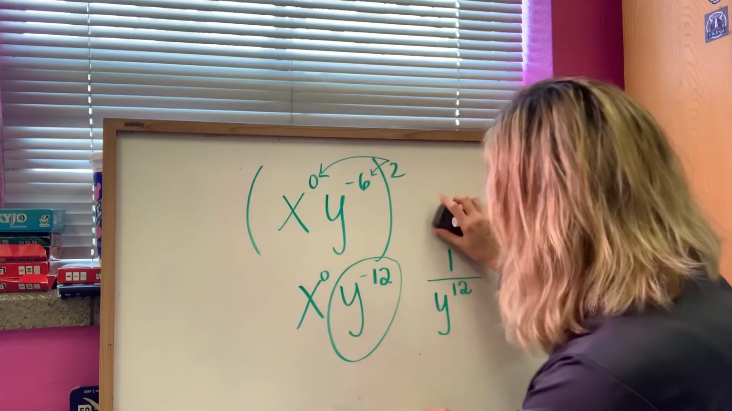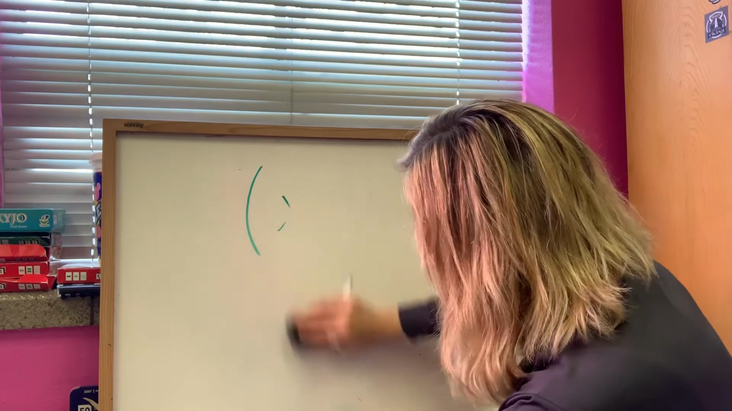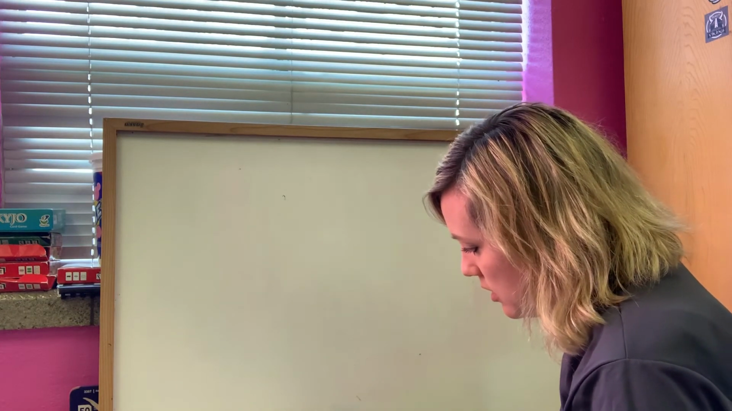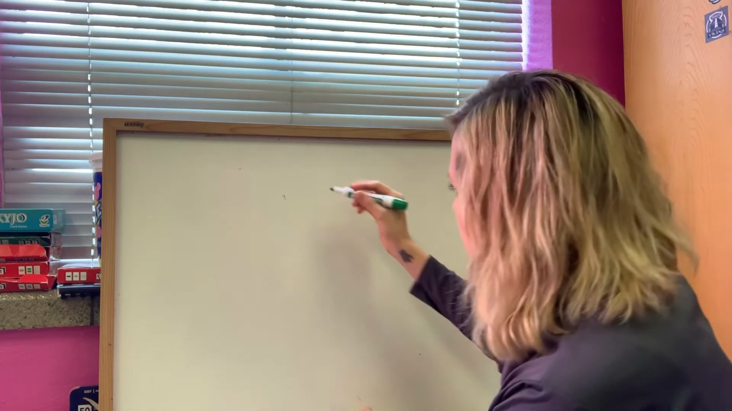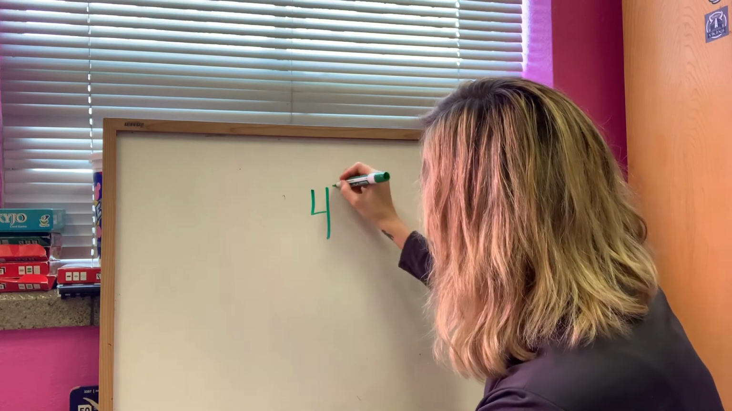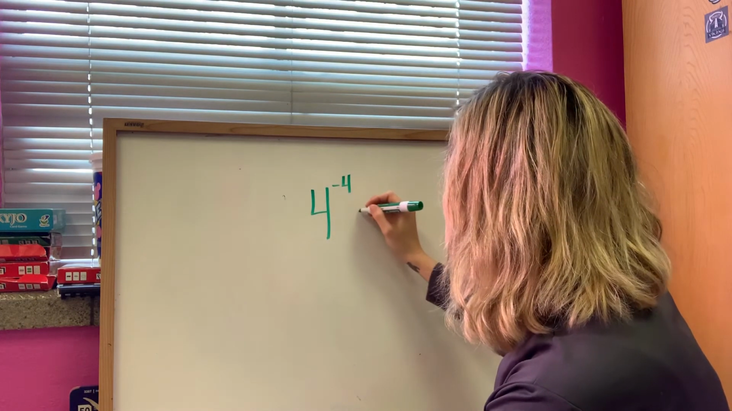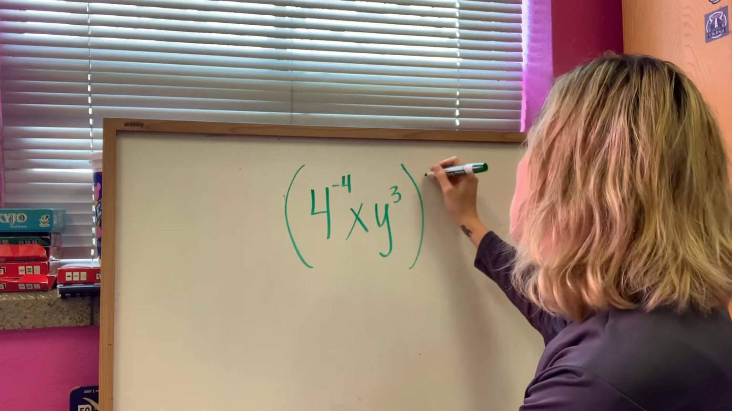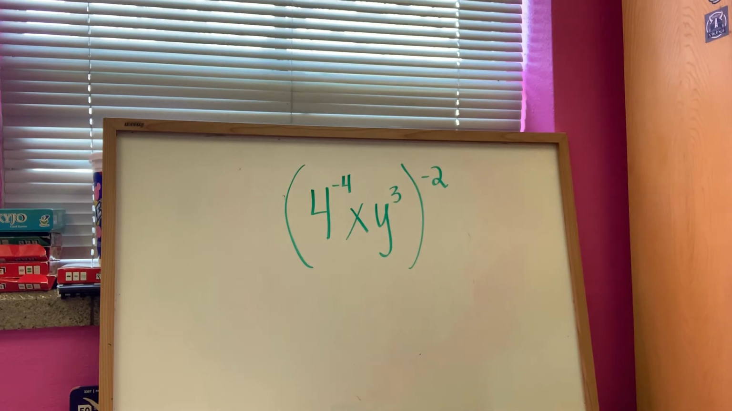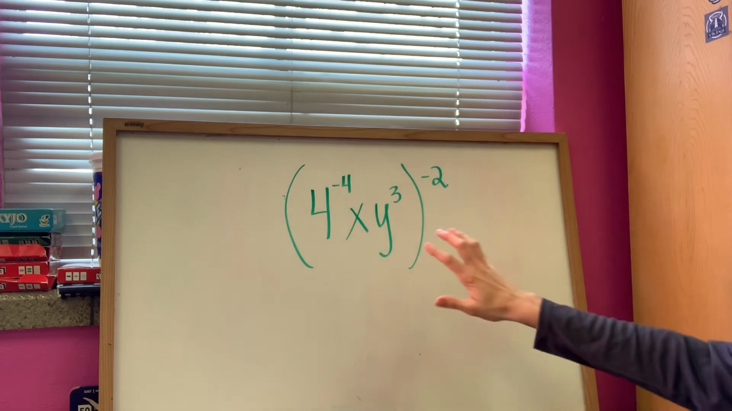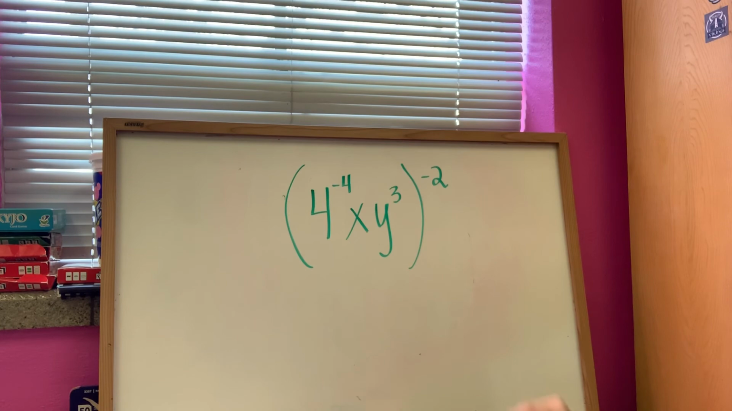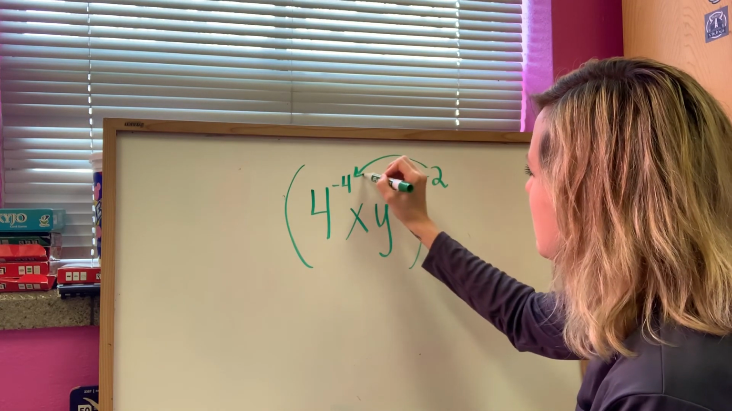Okay. Let's do another. So we're going to distribute that negative 2 to each thing inside, or you can write that twice, but then you have to remember it's negative, so it's dividing. I'm going to go like this.